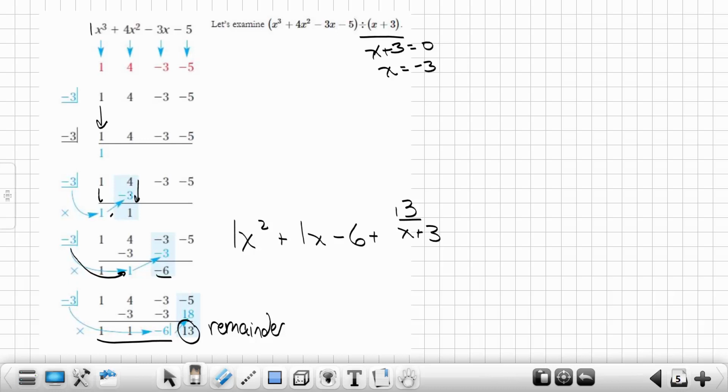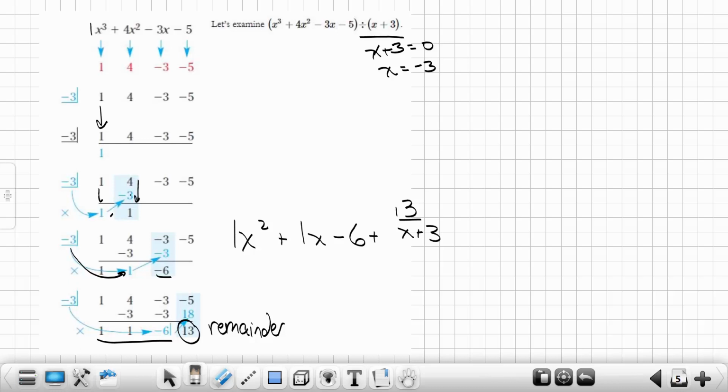If it were to equal 0, it means that x plus 3 is a factor of that. If it has a remainder, x plus 3 is not a factor. If it has no remainder, x plus 3 is a factor. So the constant goes over the actual equation, over the divisor.